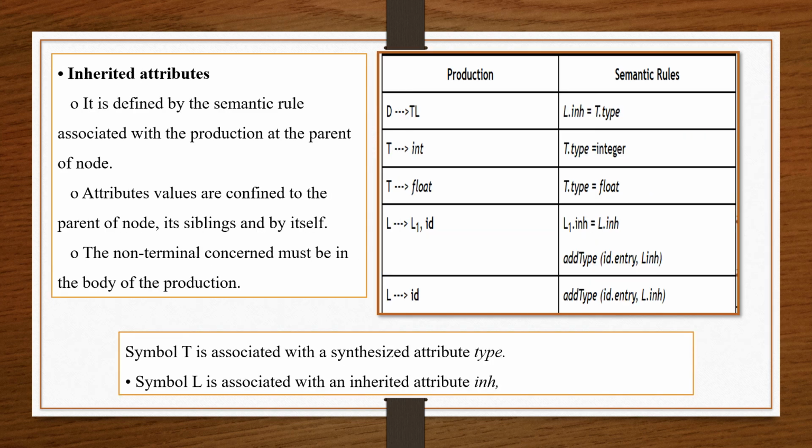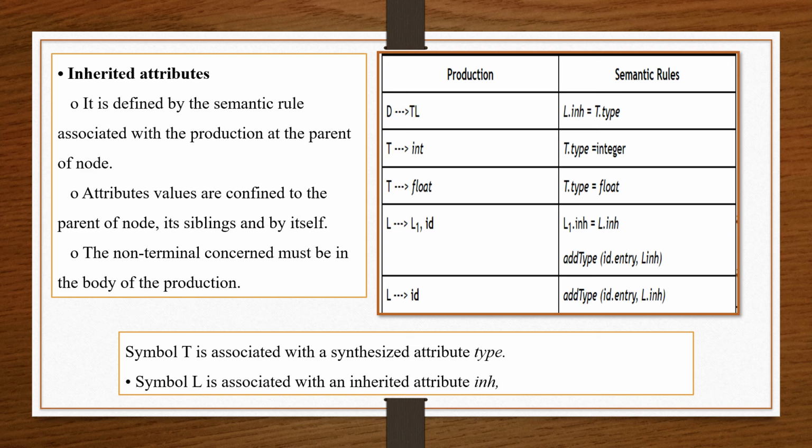About inherited attribute, it is defined by the semantic rule associated with production at the parent of node. Attribute values are confined to the parent of node, its sibling, and by itself. The non-terminal concerned must be in the body of the production. Look at this particular grammar. So the first production, that is D derives TL. Here L inherits from the T.